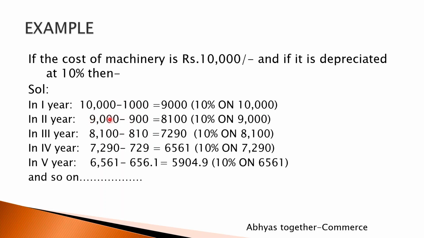On this 9,000 we charge 10%, which comes to 900. Now at the end of the second year, it will be 8,100. On 8,100 we charge 10% again, which will be 7,290. So on it continues to the next years.